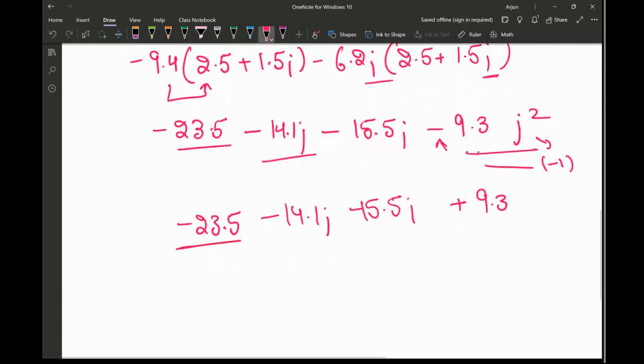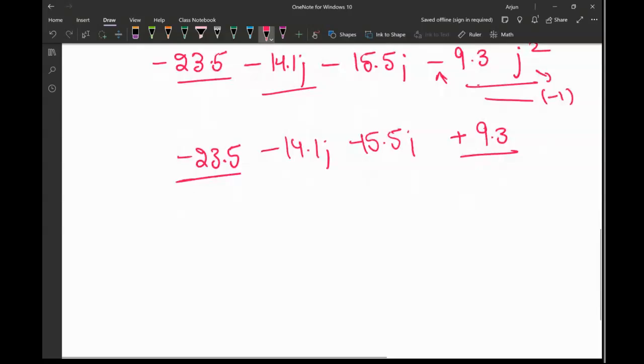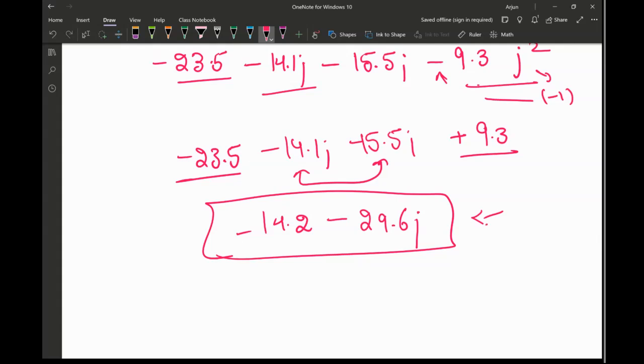Now I'm going to collect the like terms. If I collect these two terms, the solution of these two will be equal to negative 14.2, and then this will be a negative number, and this will also be a negative number, because both are negative numbers, and I will add them with the negative sign, 29.6j. So that will be your final answer. So that's how you do the multiplication of complex numbers.